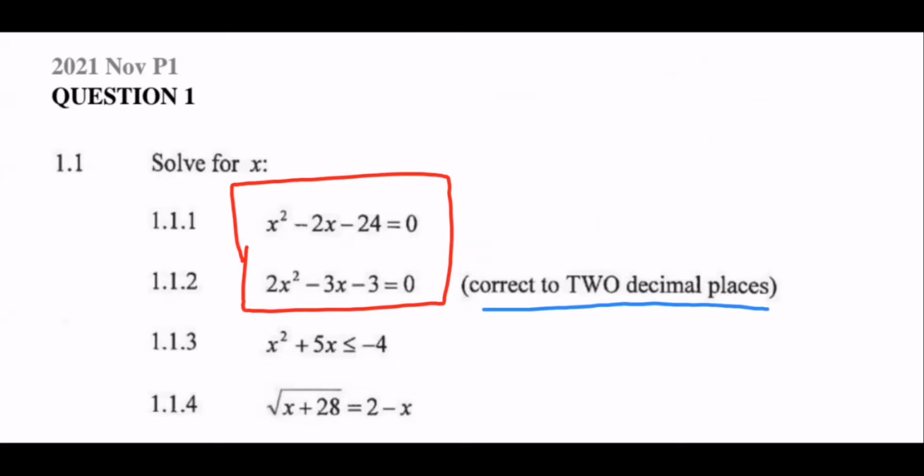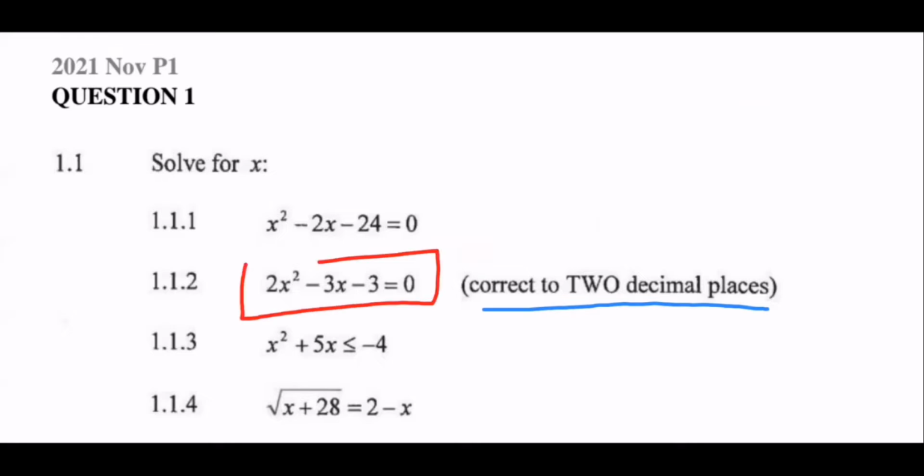Okay, so that already tells me this is not going to be a rational answer. This is going to be irrational values, and for irrational values, we can't factorize. This is why, instead of factorizing, we'll be using the quadratic formula.